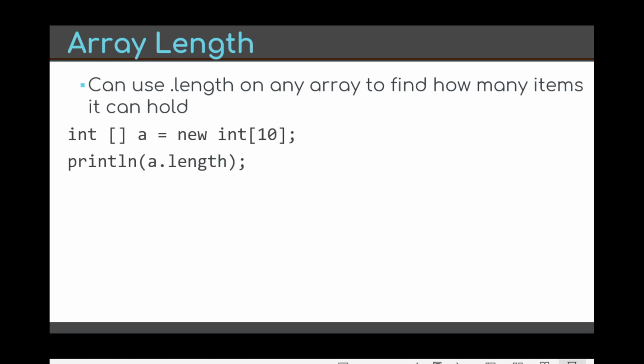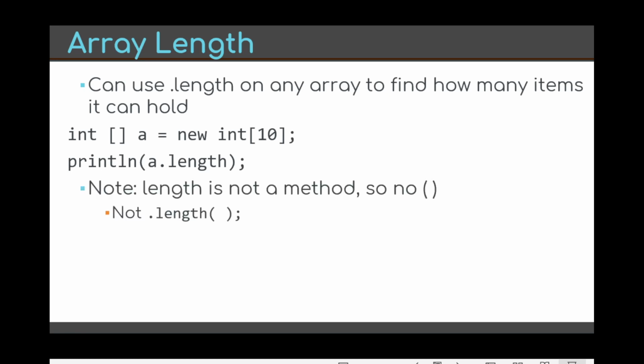So if you make a new array a, and you give it new int 10, if you print out a.length, it would print 10. Notice that this isn't actually a function. This is a property. So this is just a variable that you can access with this dot notation, which we'll talk about a little more in just a moment. That holds the length of the array. So no need for the parentheses.